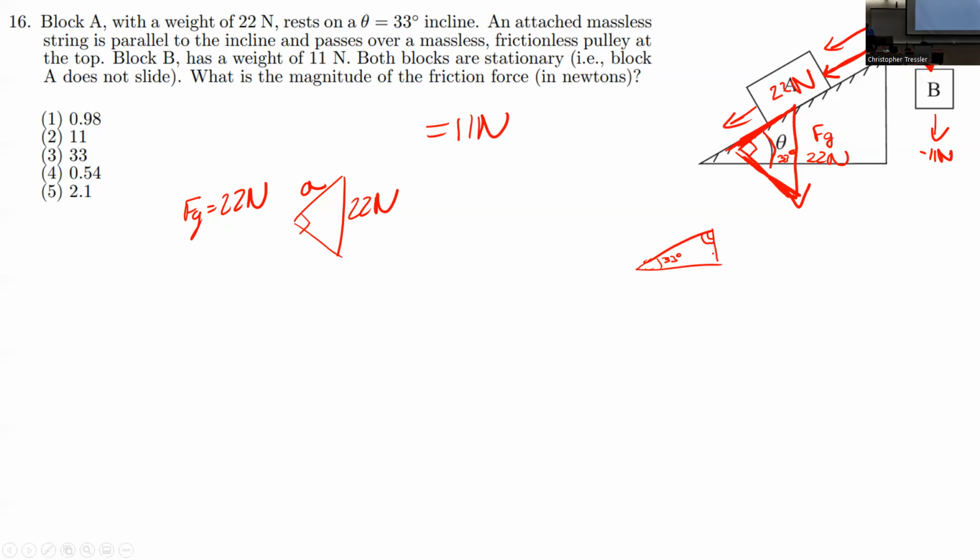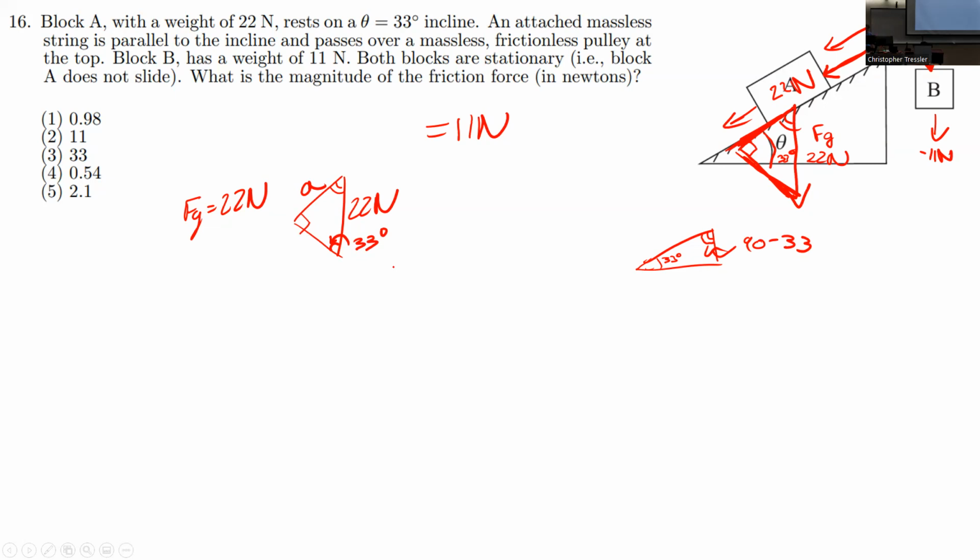Now notice, this angle right here is the same thing as this angle right here. And that angle right there is the same thing as this angle right here. And if we have a 90 minus, now this angle right here is going to be 90 minus 33. Now, what does that mean? It means that this angle right here is just our original 33 degrees. Do you guys see that, like geometrically?